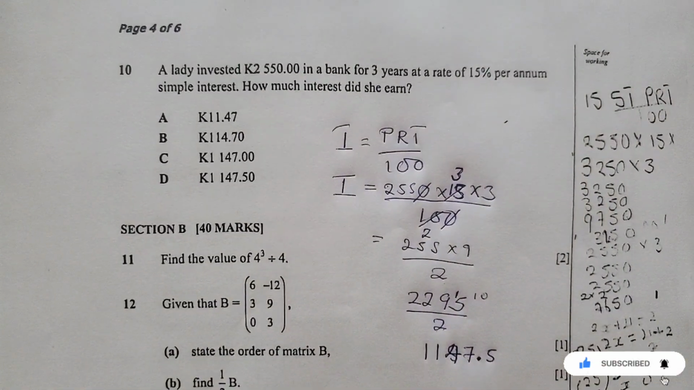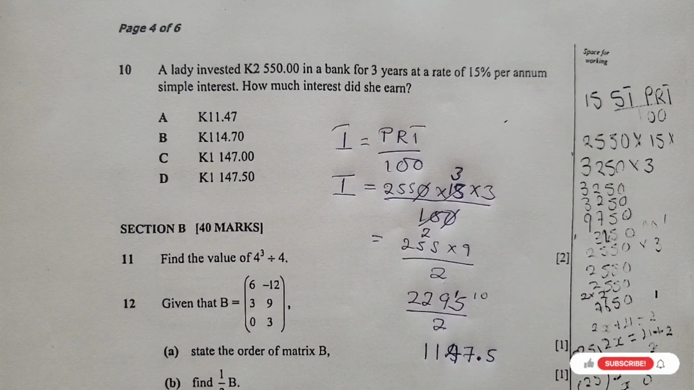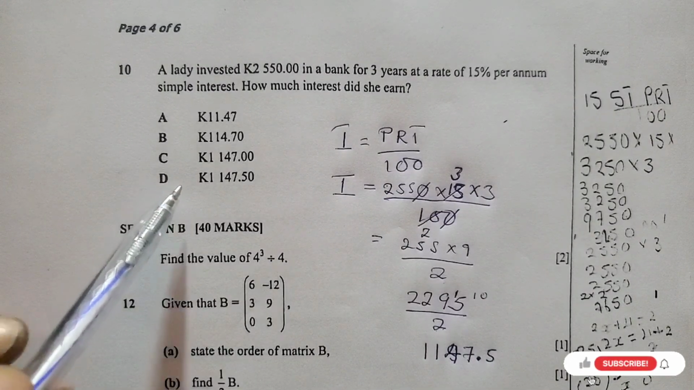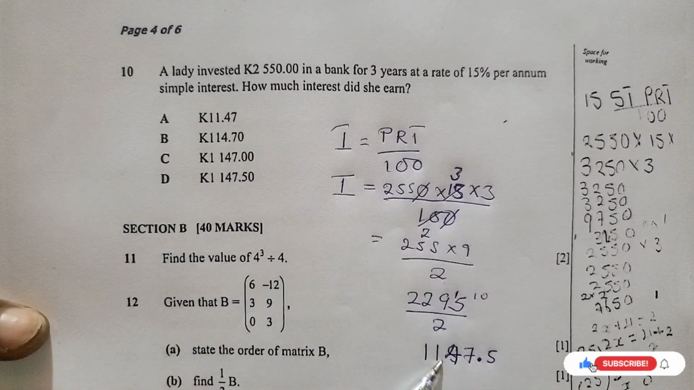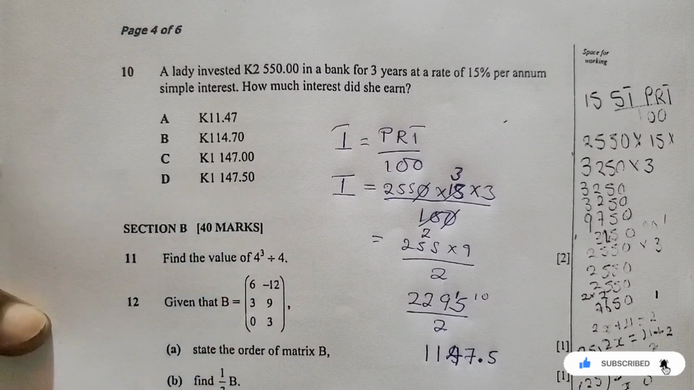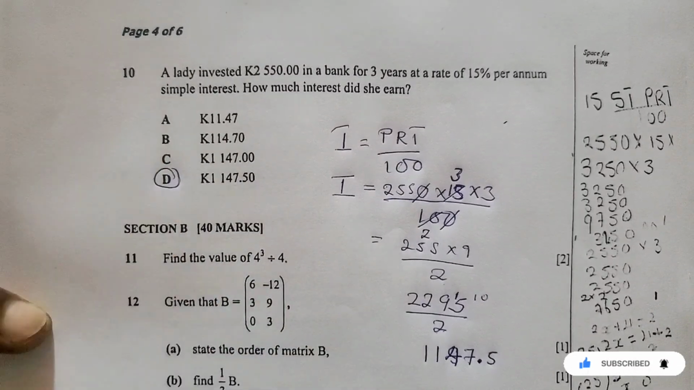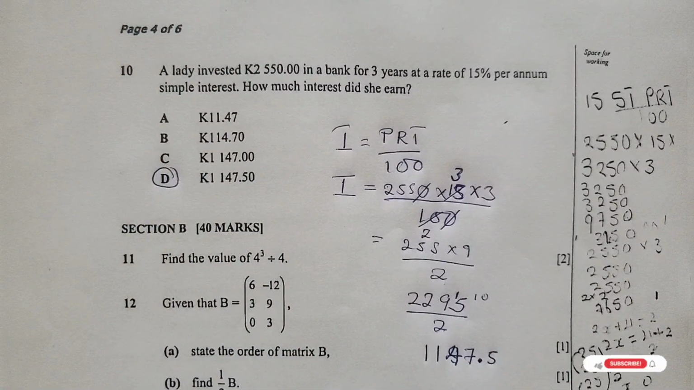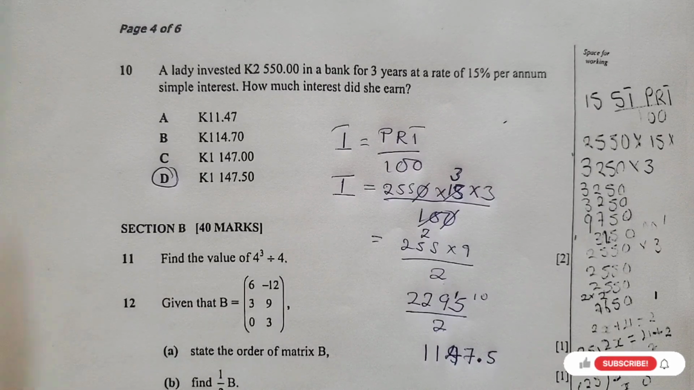Now let's go to our multiple choice question options. Choices here. So you have 1,147.15 and 1,047.15. So the answer is D here. So that's how you calculate, guys. This is very simple.